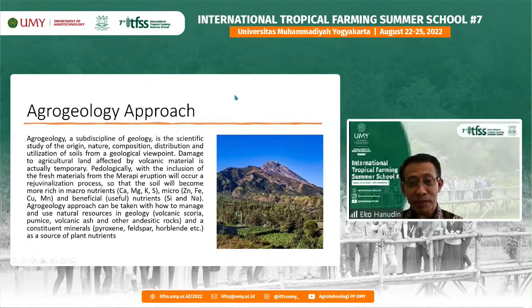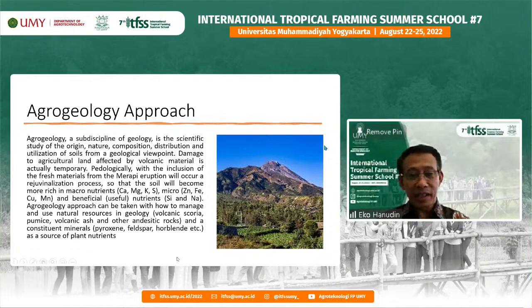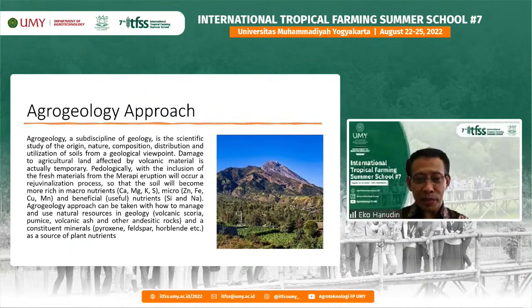An agrogeology approach can be taken to manage and use natural resources in geology. For example, volcanic scoria, pumice, volcanic ash, and other andesitic rocks, and also constituent minerals such as pyroxene, feldspar, or hornblende. These are the names of primary minerals, maybe you know, as the source of plant nutrients. So this is the main concept of agrogeology. We use geological material as the nutrient source to improve plant growth.